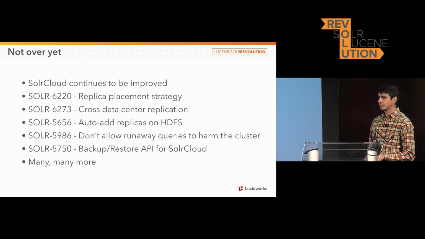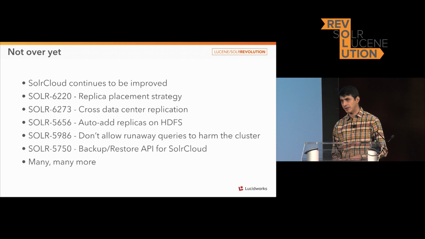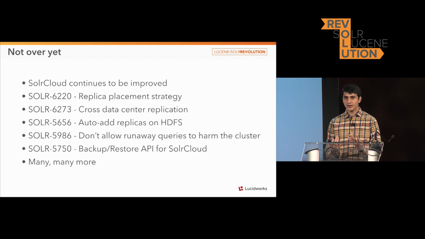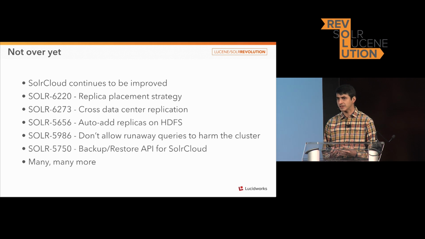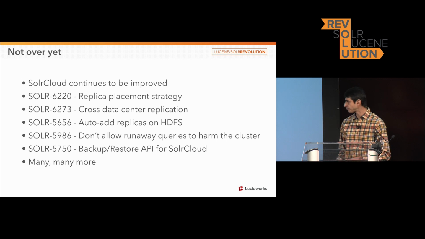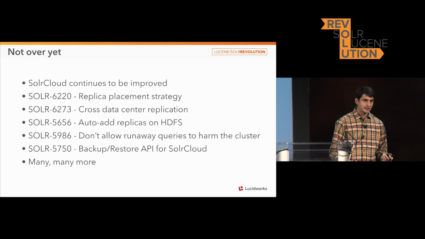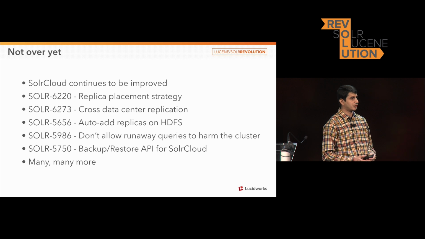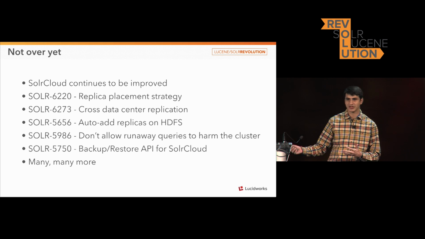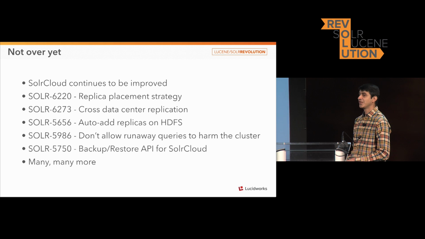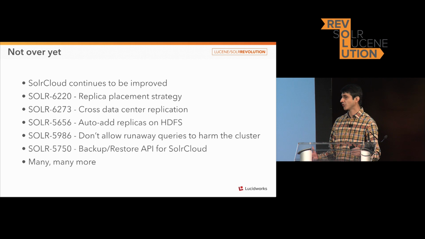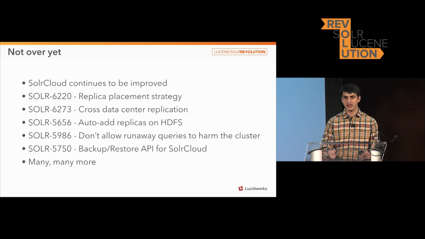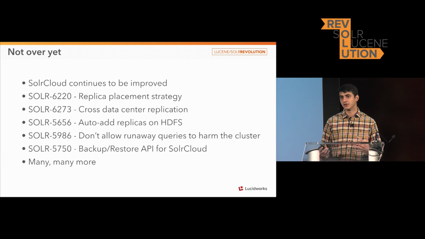And then there is Solr 5750, which is a backup restore API. There is a way to backup, but that is only on a single node. There's no SolrCloud level backup available yet, and this issue is tracking developing such a feature. And obviously, there are so many things that are being done in SolrCloud. It's just not possible to cover all of them in this presentation or even 10 slides. But the fact is that SolrCloud continues to get better and better with each release, and we're already at a very good level right now.